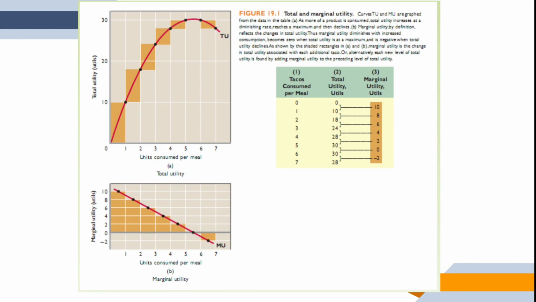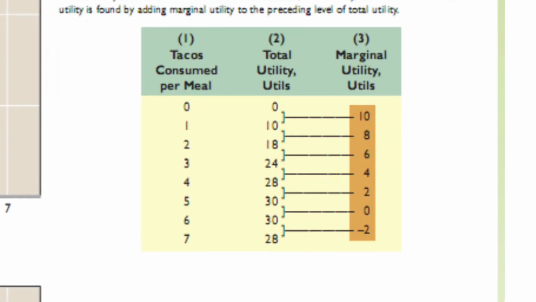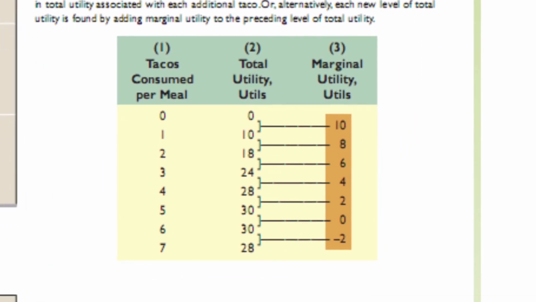Here is the table of tacos consumed per meal. We have the units from 1 to 7, and total utility you can see is increasing: 10, 18, 24, 28, 30, 30 and 28. Then comes marginal utility. Marginal utility is second minus first. It means 18 minus 10 is 8. 24 minus 18 is 6. 28 minus 24 is 4. So marginal utility is the additional utility that you are getting by consuming more and more tacos.